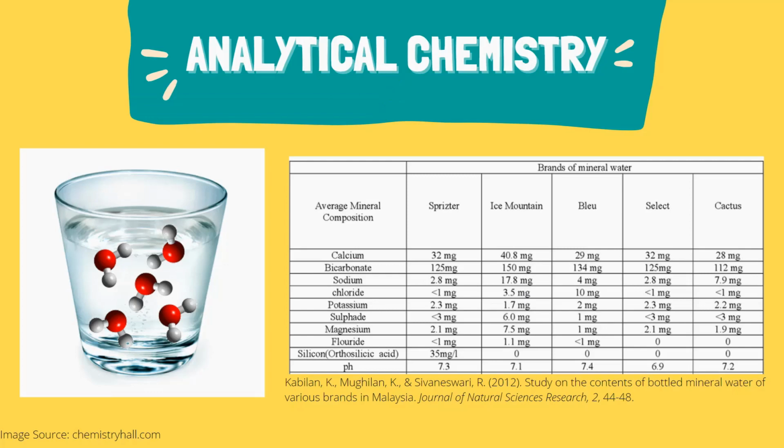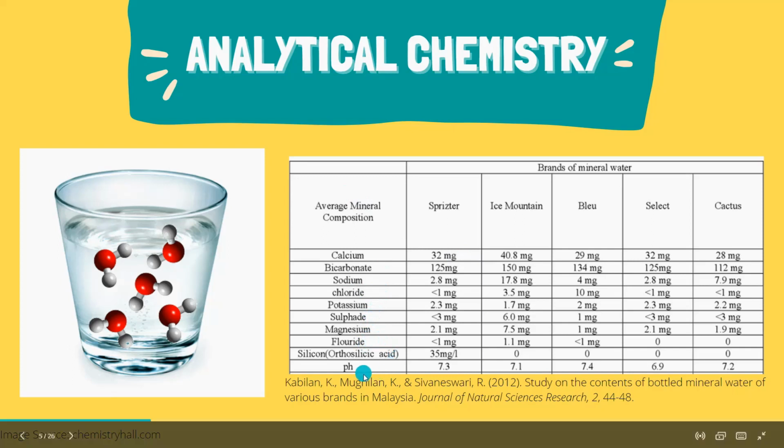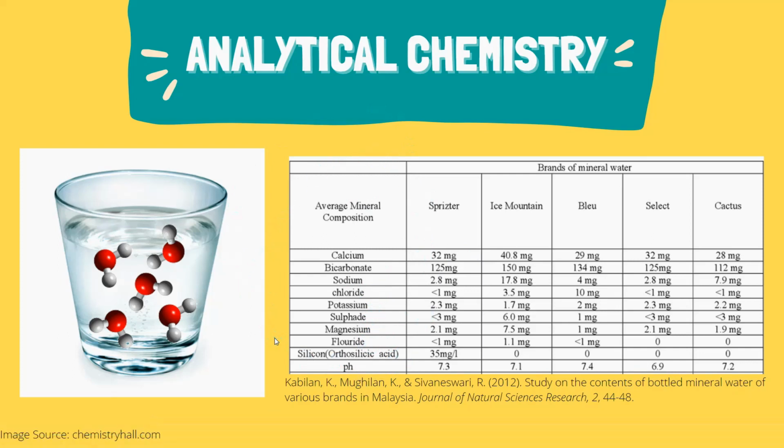Ayon sa isang pag-aaral ng contents ng bottled mineral water sa Malaysia, ang mga samples ay nagtataglay ng calcium, bicarbonate, sodium, chloride, potassium, sulfate, magnesium, fluoride, and silicon. Some of the other non-H2O constituents na makikita natin in drinking water. May mga minerals naman at ions at recommended levels, of course, that are good for the body.